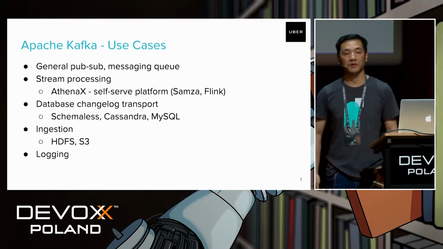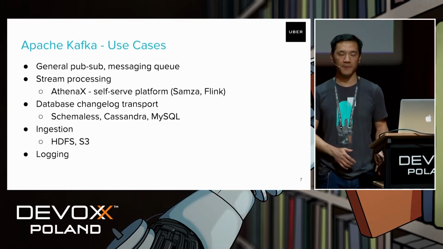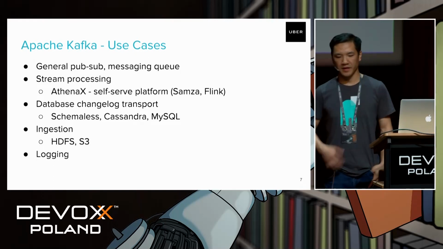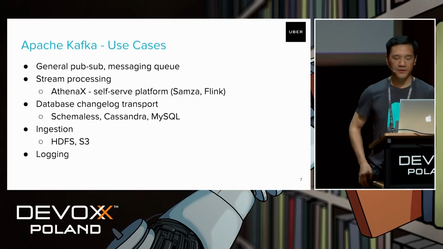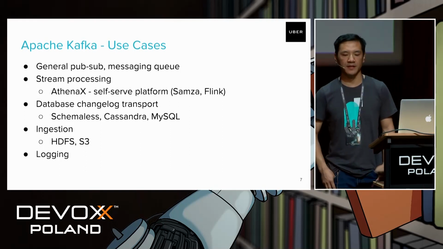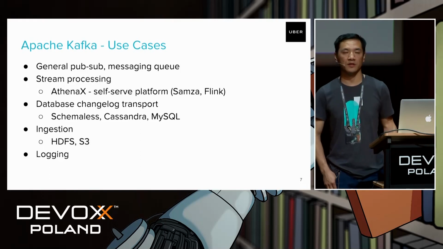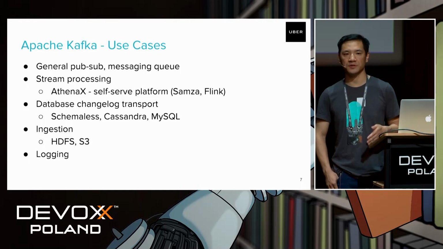It's very simple to use this platform. People can just write a SQL query and point to the data source and the sink, and it will create the processing job and run it for you. The third category is database changelog transportation. All the database changelogs will be transported via Kafka to the downstream system.